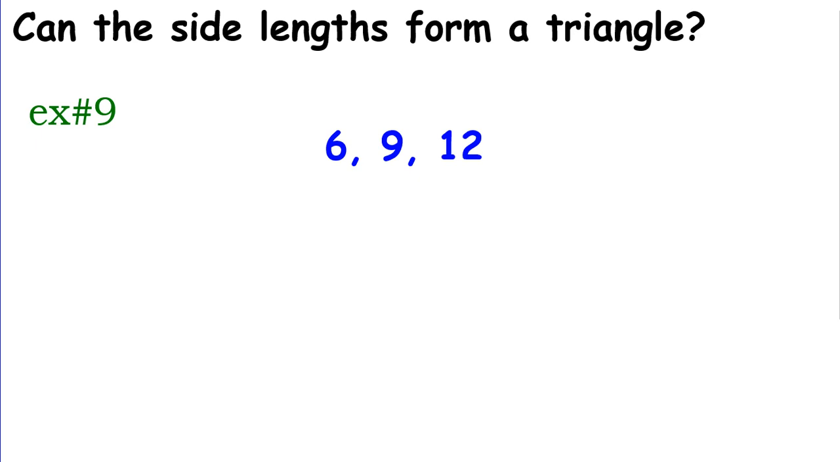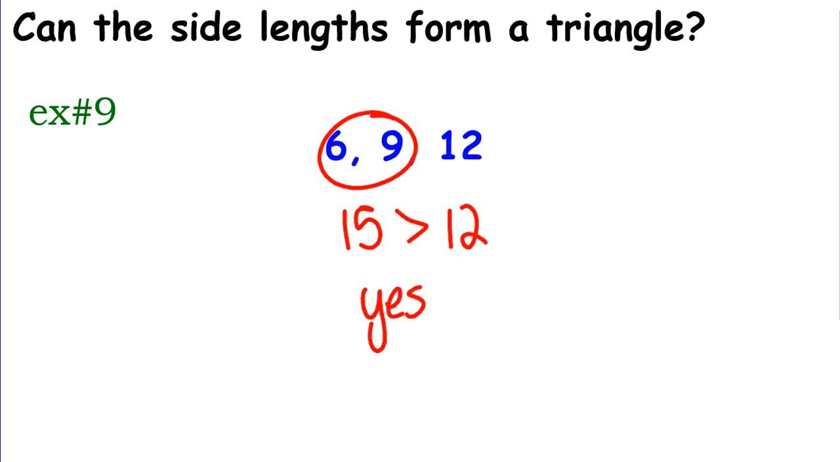So take your two smallest sides, 6 and 9, and that gives you 15. Is that greater than 12? Yes, 15 is greater than 12. So yes, these three side lengths can form a triangle.